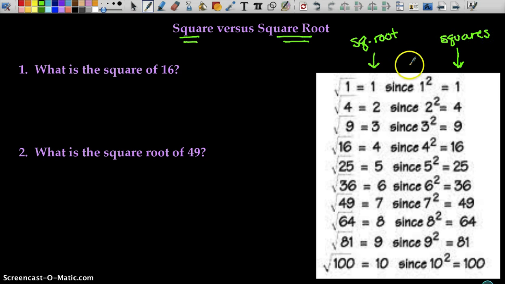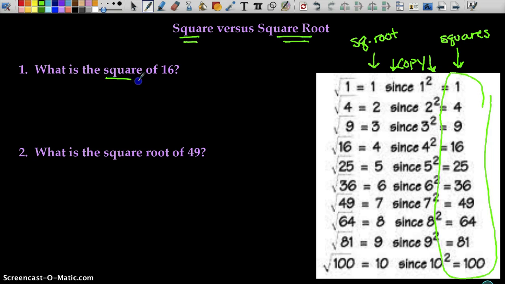And it may even be a good idea to copy this whole table because you need this list right here and maybe even a couple more so you can get used to these squares and square roots and memorize them.